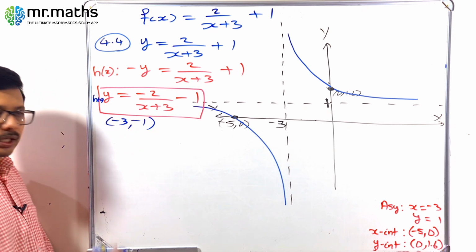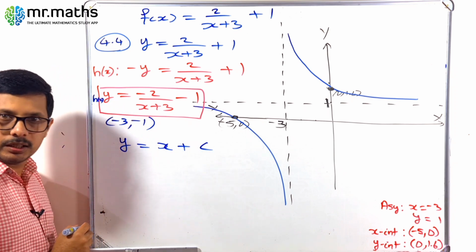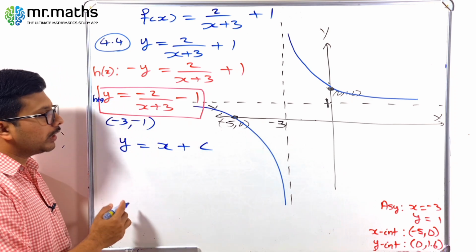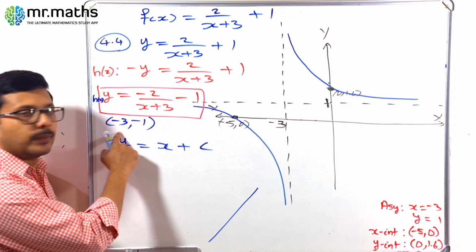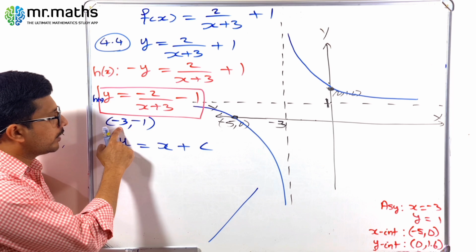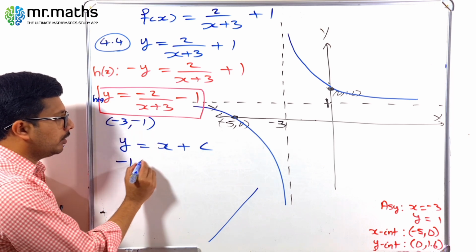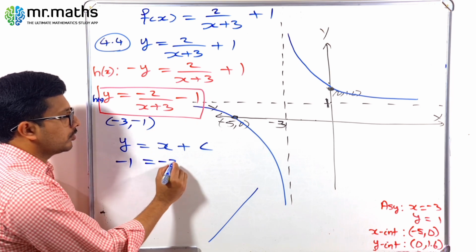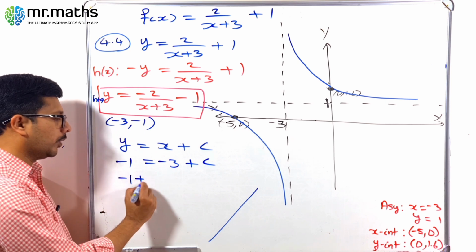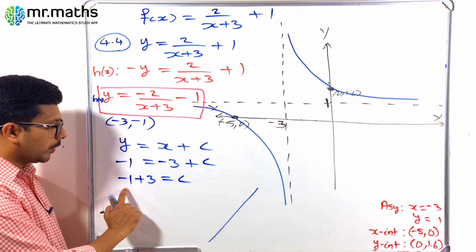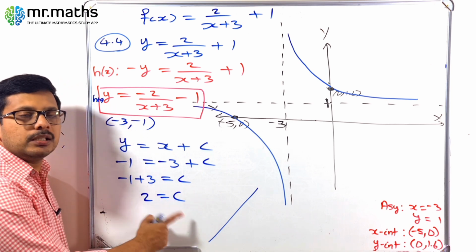So we already wrote a general equation for the positive gradient. Y is equal to x plus c. Am I right? Okay. So here we know that positive gradient passing through this point minus 3 minus 1. So we can substitute the x value as minus 3 and y value as minus 1. So minus 1 is equal to minus 3 plus c. So take this minus 3 to this side, so it is minus 1 plus 3 is equal to c. What is minus 1 plus 3? It is 2. So 2 is equal to c, or c is equal to 2.